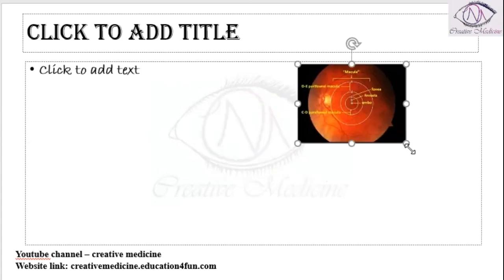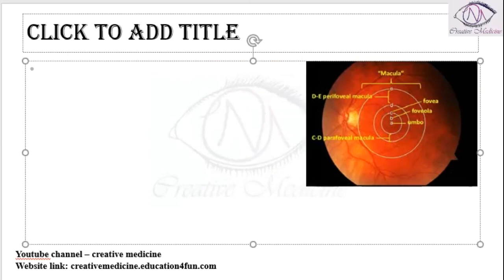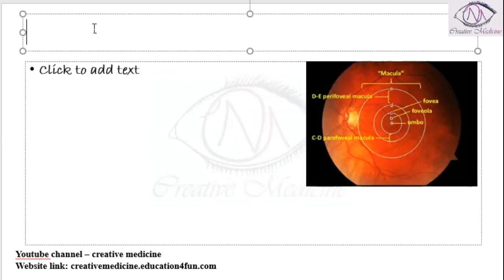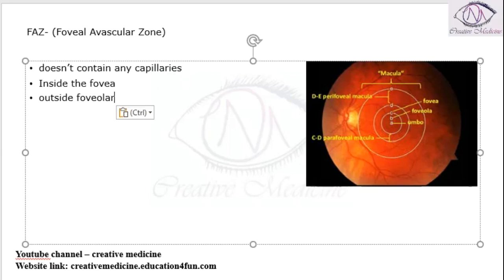Then we also have one more thing which is called the foveal avascular zone. This foveal avascular zone does not contain any capillaries. Avascular, hence the name, so it does not contain any capillaries. It is inside the fovea but outside the foveola.